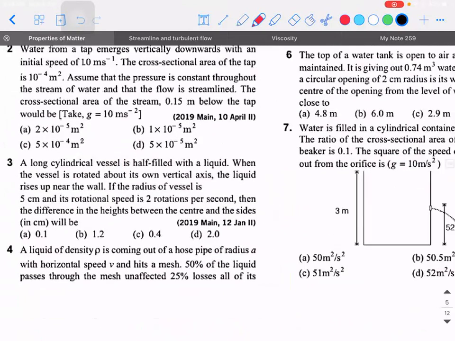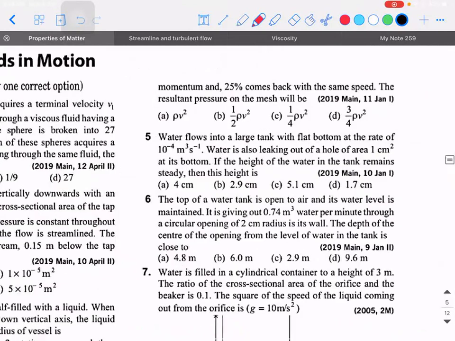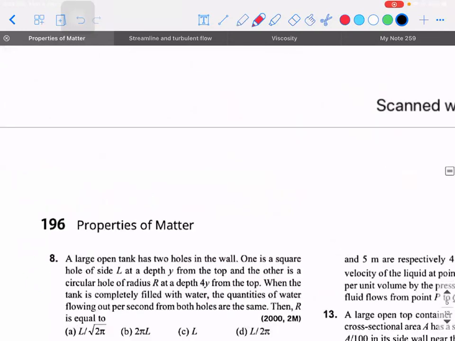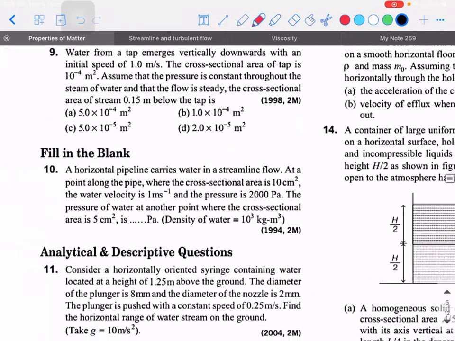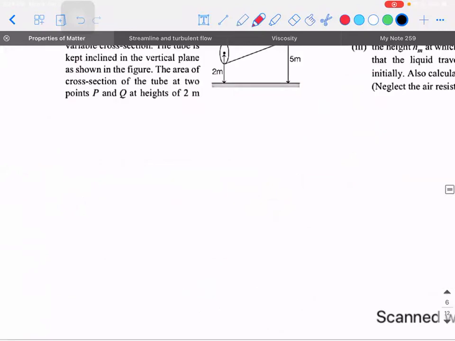So third onwards, we will solve it in the next class. Okay, next class we'll do only problems. Later we can go to the surface tension concept.